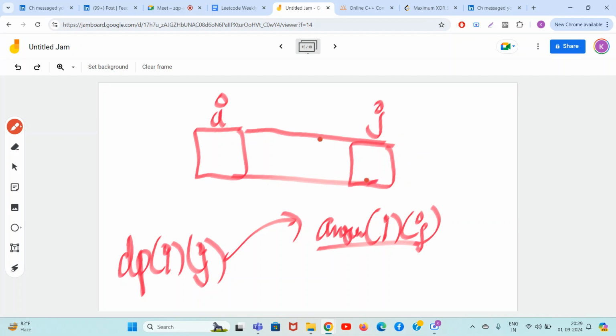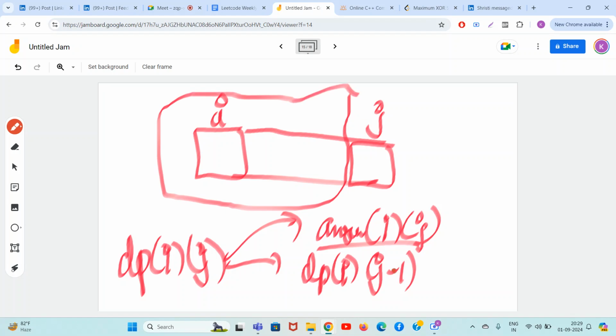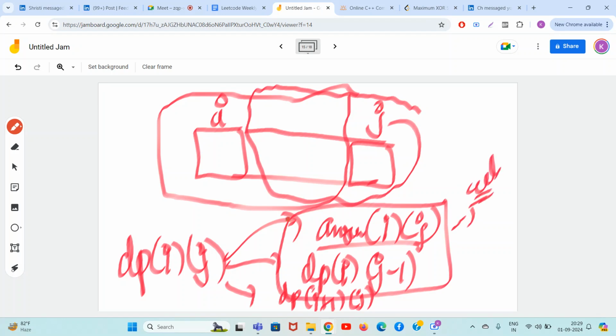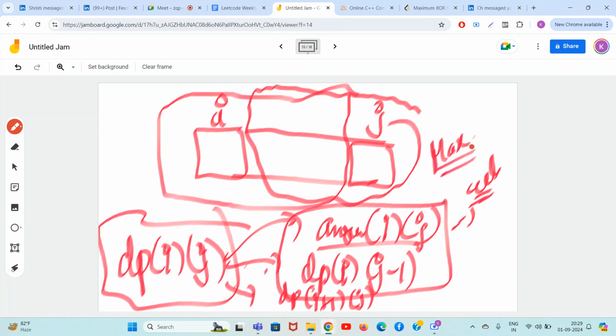Then all the internal parts: dp I to J minus 1 will tell you the answer for all the subarrays coming from I till J minus 1, and then dp of I plus 1 to J will tell you the answer for all the subarrays coming from I plus 1 till J. If you consider all these three parts, now all subarrays are getting covered from I to J. Even if there is repetition, no problem because you are just taking the max of all possibilities. You are not adding them.